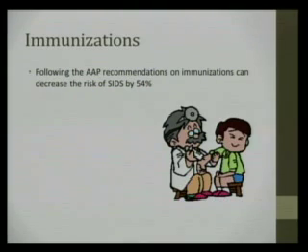So immunizations, this is actually a level B recommendation by the AAP. Immunizations actually decrease the risk of SIDS by over 54%. This was a meta-analysis that was done on 4 different studies that showed this.